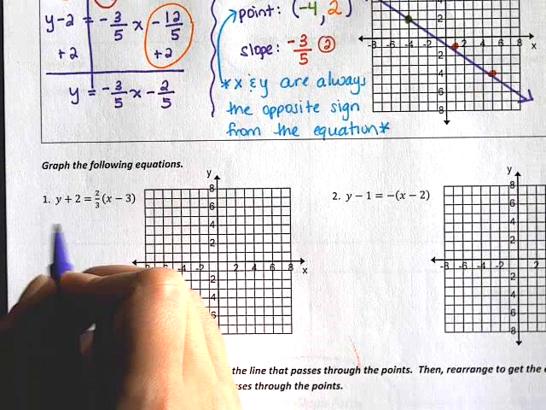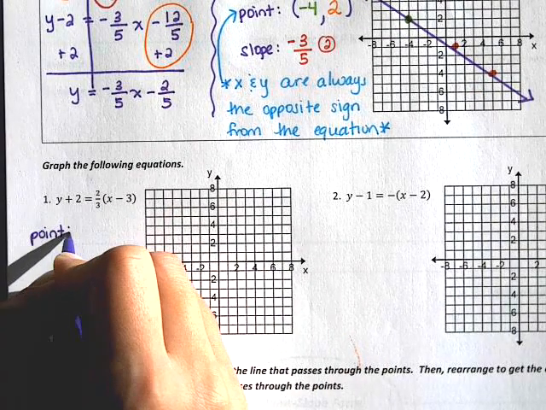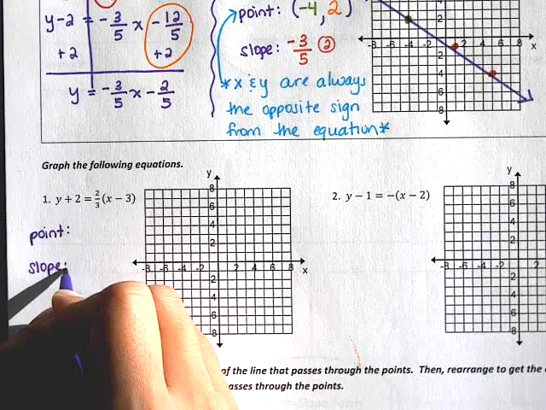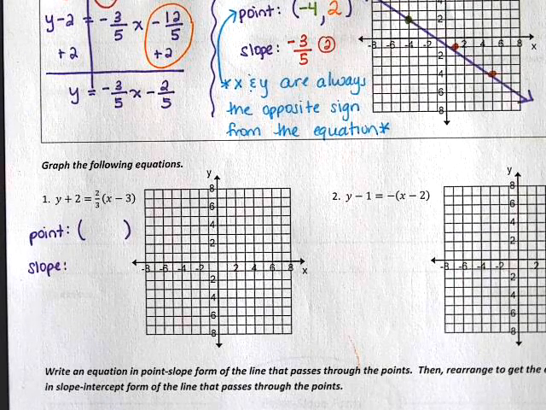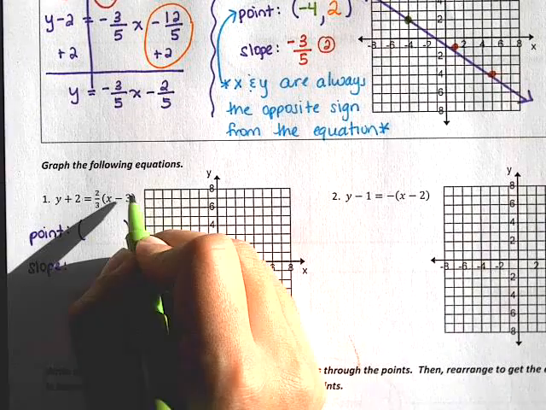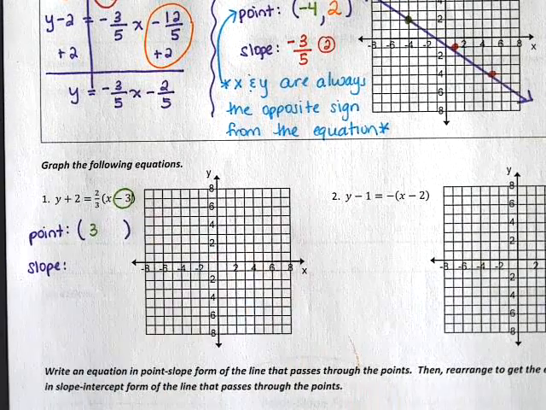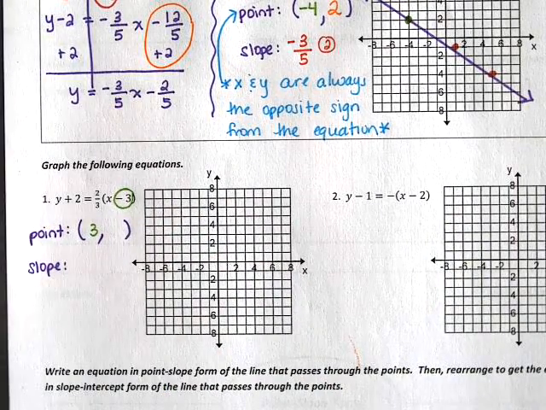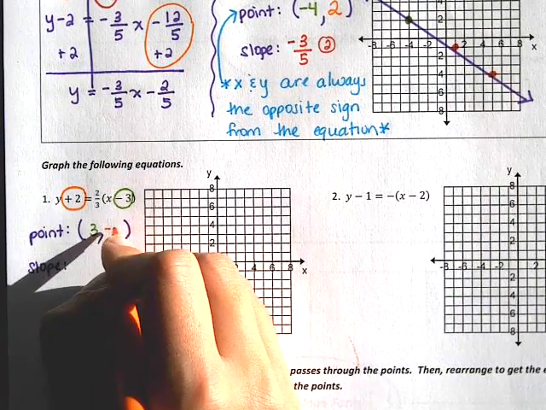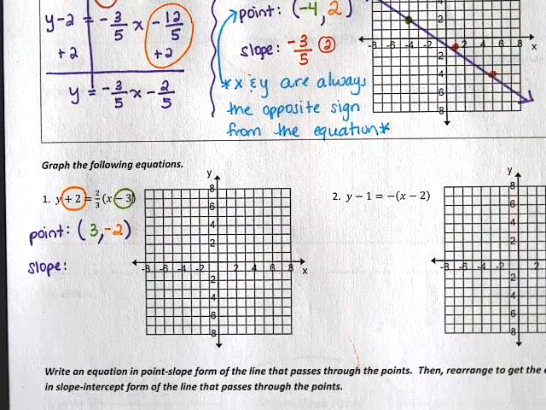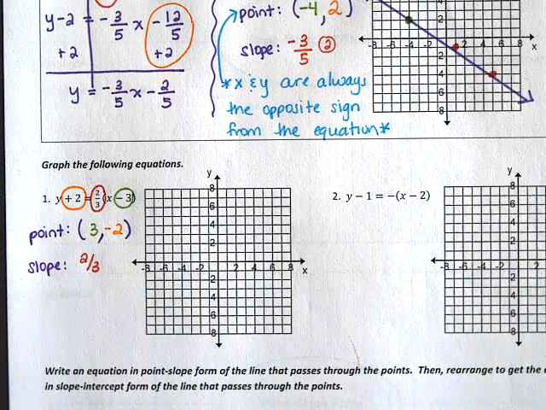Again, I can see here, this is point-slope form. So I'm going to try to figure out the point and the slope. Now, for the point, we know that it's going to be the opposite sign of what I see. It looks like there's a -3 next to the x, so I'm going to write down a +3. It looks like there's a +2 next to the y, so I'm going to write down a -2. And the slope is kind of easier to figure out because it's just the number on the outside of the parentheses.